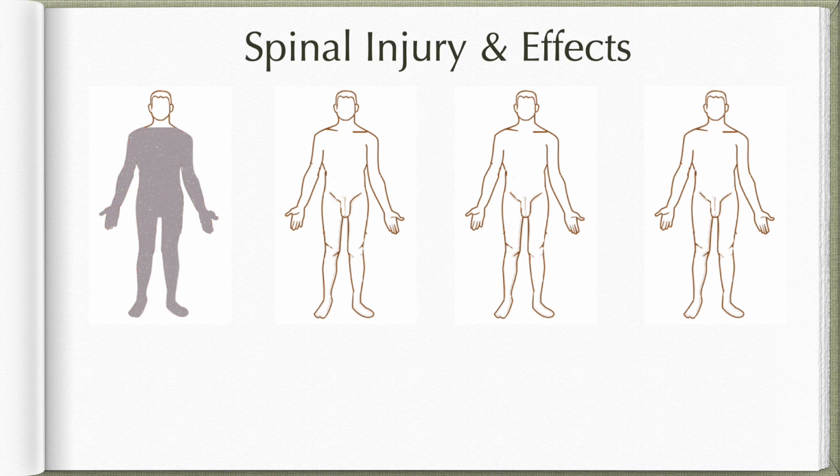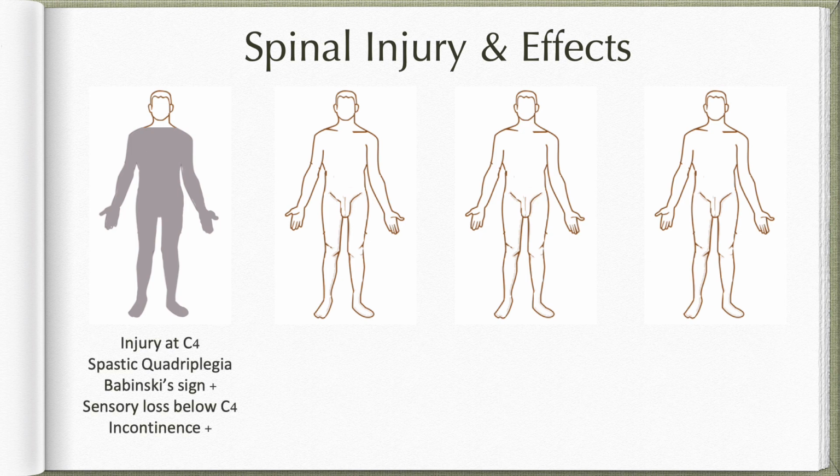When the spinal cord is injured at the level of C4, it results in spastic quadriplegia. Babinski sign will be positive. There will be sensory loss below the level of C4 and incontinence will be present.